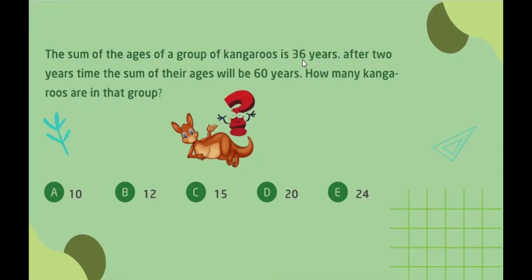Firstly, the sum of the ages of the group of kangaroos changed from 36 to 60 years. So let's subtract them, 60 minus 36, to know how many years were added. So 60 minus 36 equals 24.